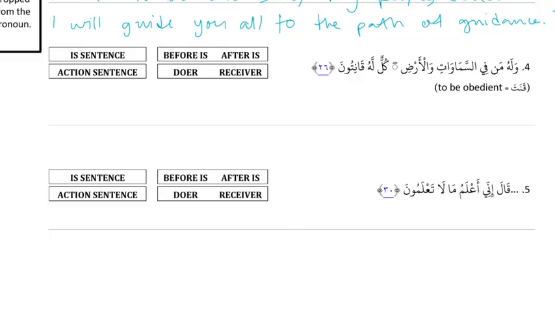Number 4. وَلَهُ مَنْ فِي السَّمَاوَاتِ وَالْأَرْضِ كُلٌّ لَهُ قَانِتٌ. Alright, so lahu is TL. Oh, wait, sorry. Now we're starting with our complex noun, which is men. Right, men starts it, and then fi samawati wal ard is just followed by a TLDR. Yeah, it's followed by a TLDR in this case.